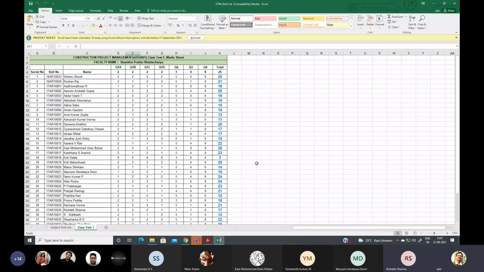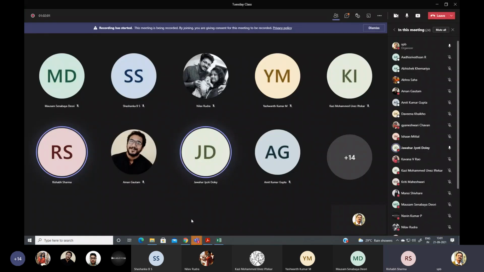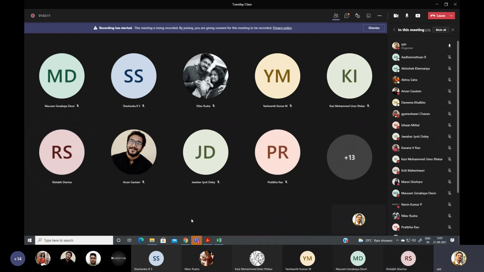Sir, how to do the member grouping? Can we go with the roll number? No, sir. Can we do it on our own, forming our own groups? Your own group you can form, but that has to be done very quickly. Like, who will take the responsibility? Aman, can you take the responsibility of discussing with everybody, forming the groups and giving it to me?